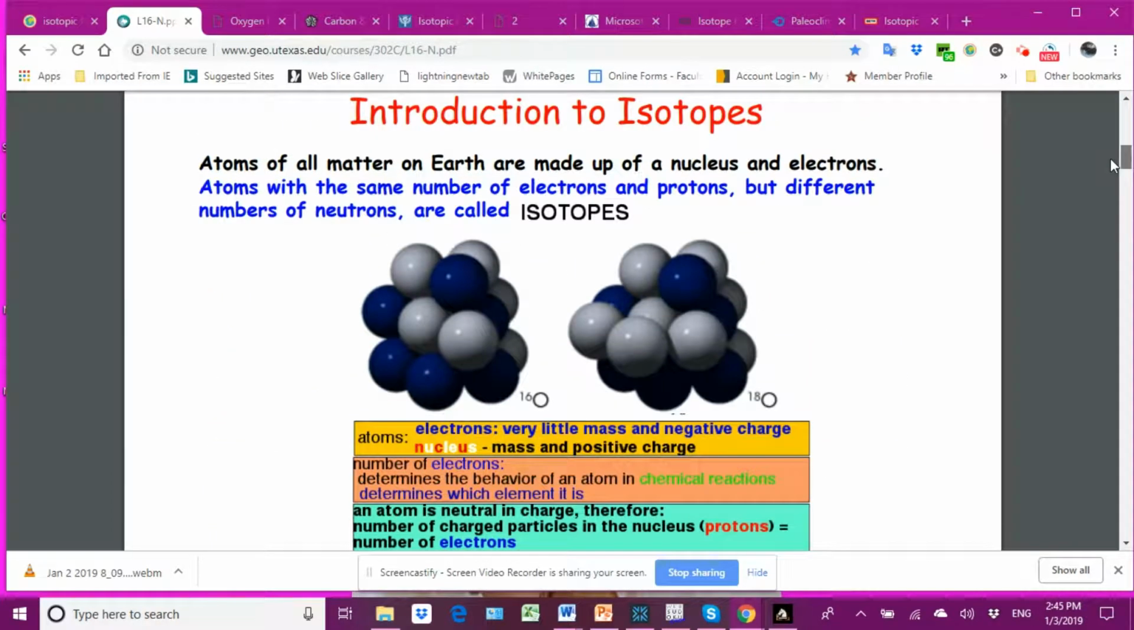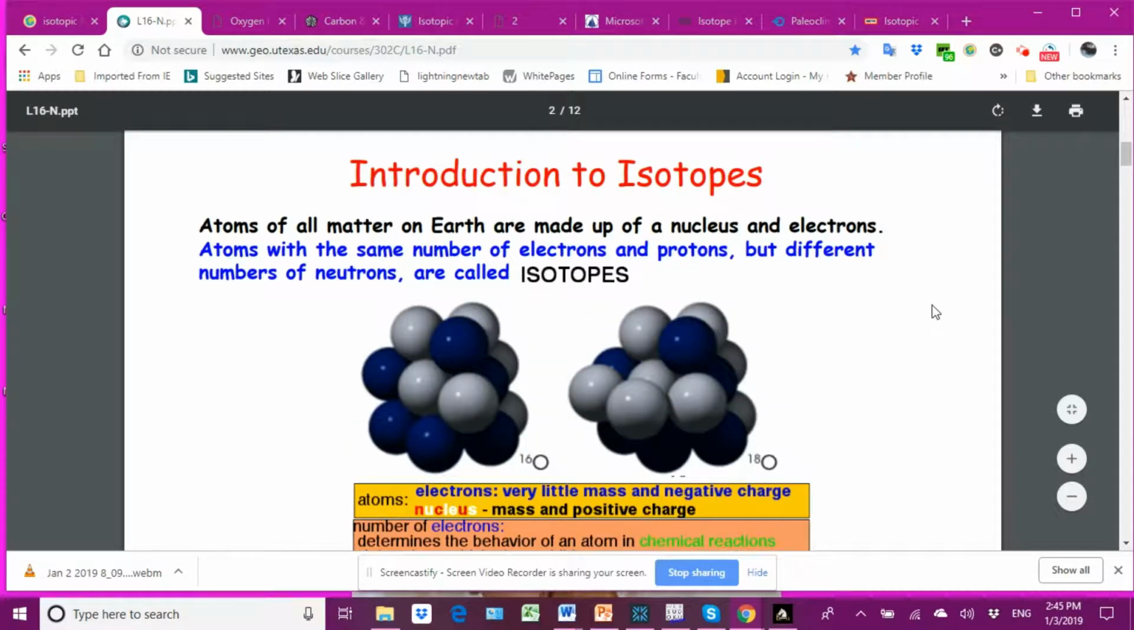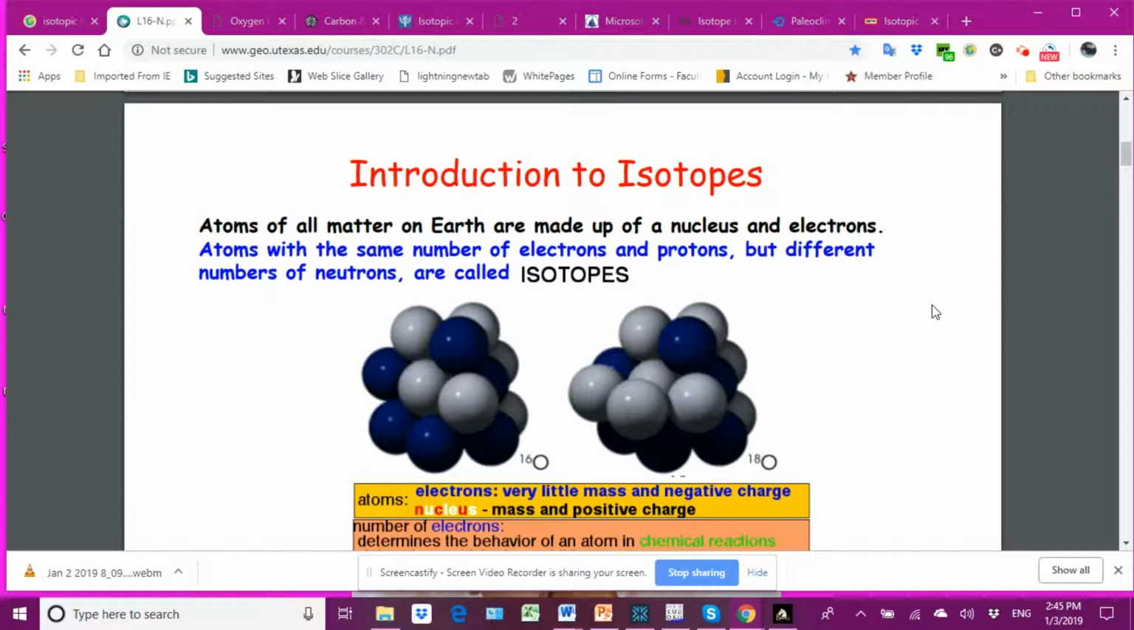Just want to jump up here a bit in case some of you may not be familiar with what isotopes are. Atoms of all matter on Earth are made up of a nucleus and electrons, right? We all know that atoms make up matter. Atoms with the same number of electrons and protons but a different number of neutrons are called isotopes. Usually an atom is overall neutrally charged. Protons carry a positive charge, electrons a negative charge. The number of protons equals the number of electrons. It all negates each other out.